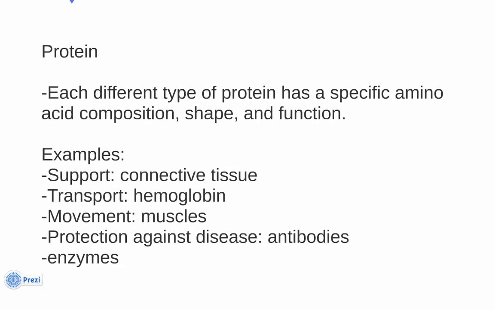Each different type of protein has a specific amino acid composition, shape, and function. The examples below are the most common protein functions, which are support in connective tissue, transport of hemoglobin, movement in muscles and muscle contractions, protection against disease like antibodies, and enzymes, which are catalytic, or they speed up chemical reactions in your body.